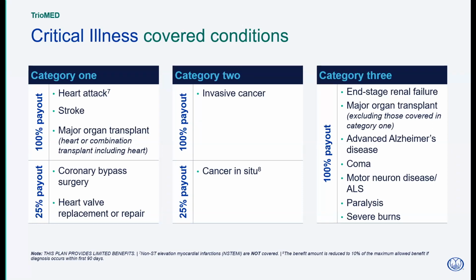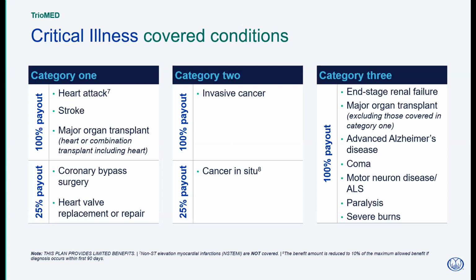So let's take a look at the different categories. Category 1, you have 100% payout for heart attack, stroke, and major organ transplants. In category 1, you also have a 25% payout for coronary bypass surgery or heart valve replacement or repair.